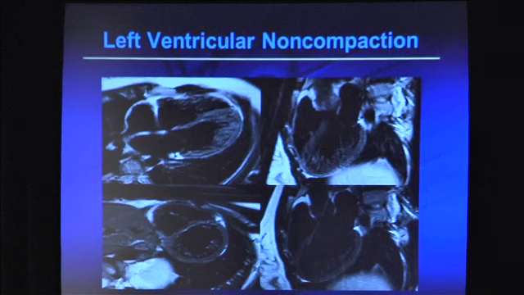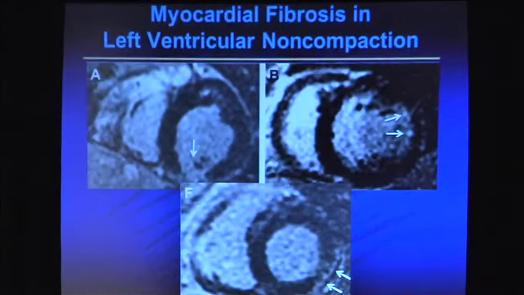This top chamber is the right ventricle. This would be the left ventricle, and you can appreciate down here all of those dropout regions, which is very evident in someone with LV non-compaction.